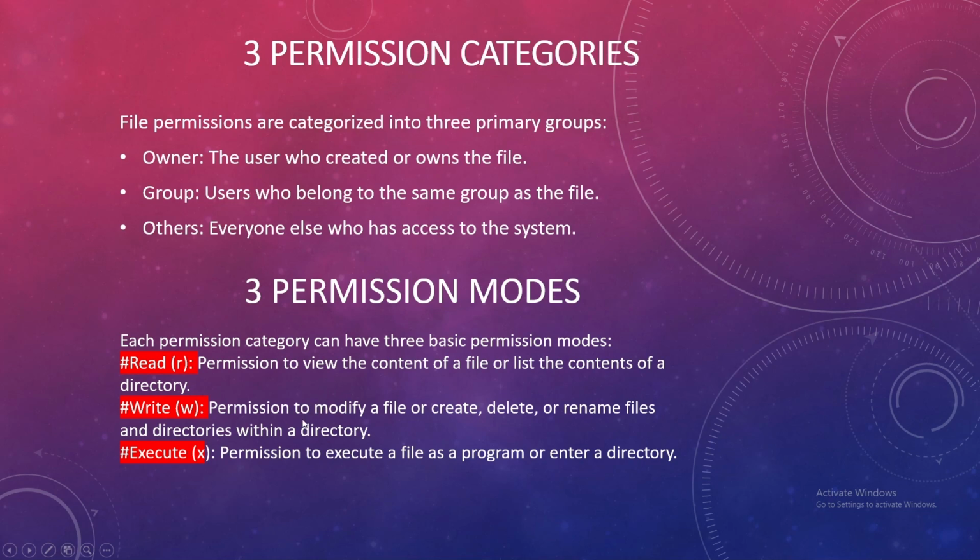This mode of permission can modify a file, or create, delete or rename files and directories within a directory. The last one is execute, and it is denoted by x. This means the permission to execute a file as a program or enter a directory. So this is an overview of permission categories and permission modes. I will explain them in detail in the further slides.